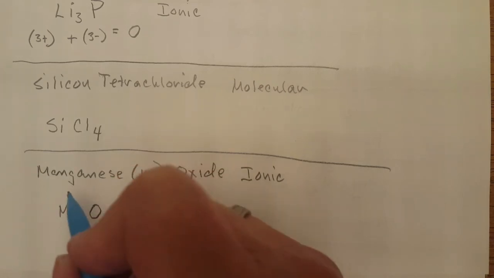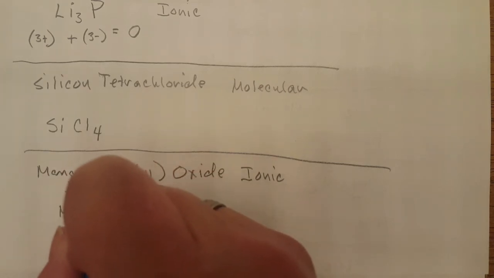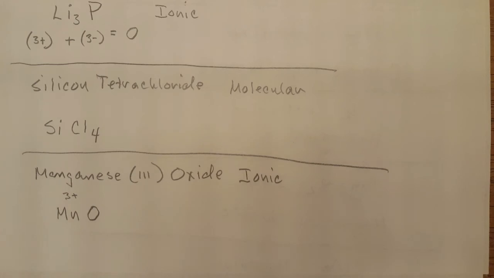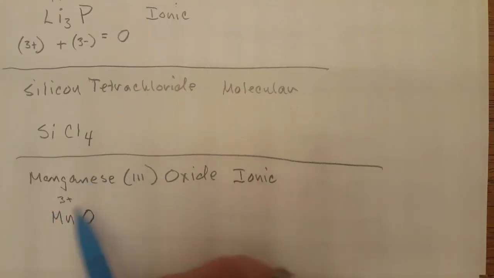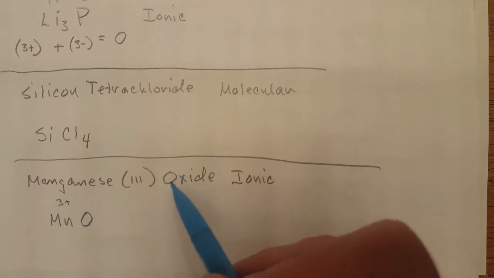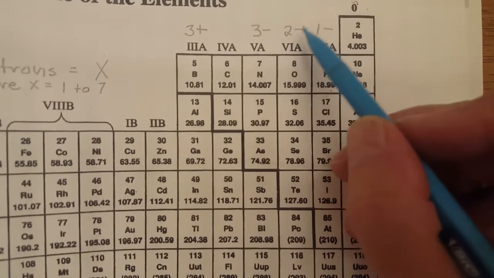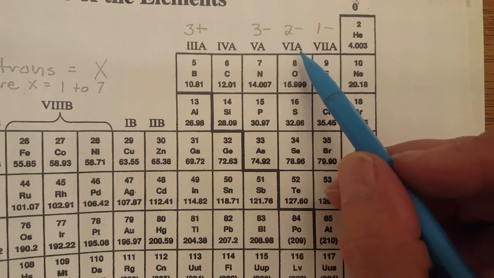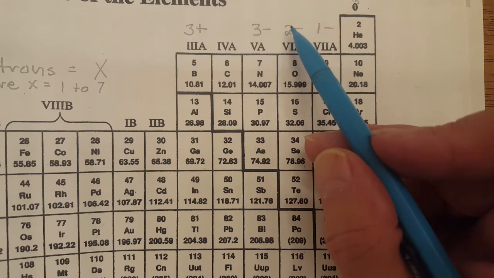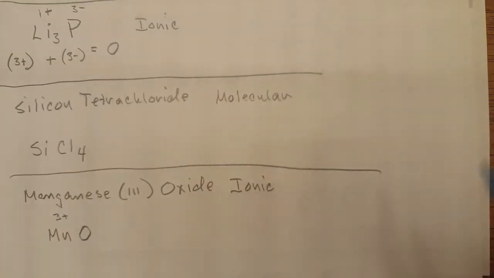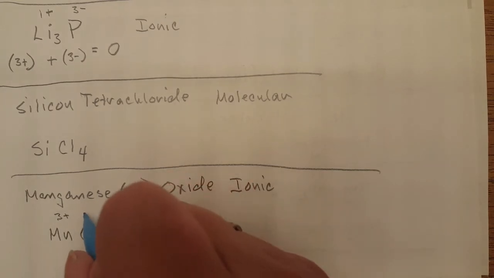Okay, the charges are 3 plus for manganese, because it tells us right there, Roman numeral 3 gives us a 3 plus. That makes labeling this charge very easy. Oxide is always going to be 2 minus. It's under group 6A. It's going to take on 2 electrons. That's going to give it a 2 minus charge.